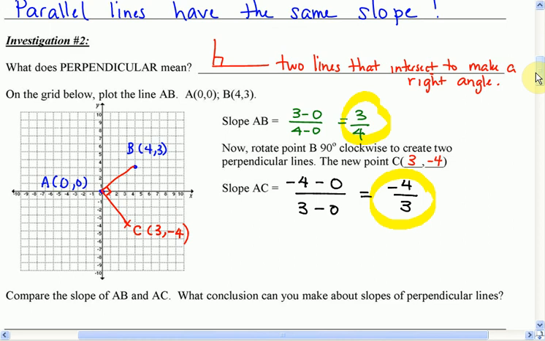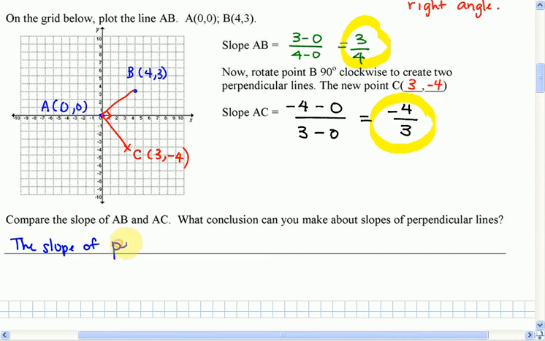They flip and become negative. Awesome. So I guess what we'll say here is the slope of perpendicular lines. Can you repeat that for me, Jillian? The slope of perpendicular lines are flipped. How do you spell flipped? F-L-I-P-P-E-D. Are flipped and negative. Awesome.